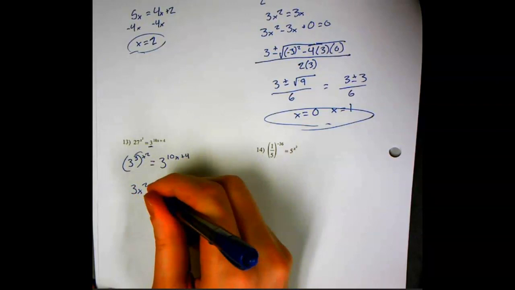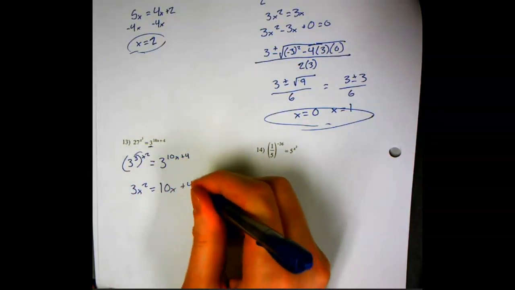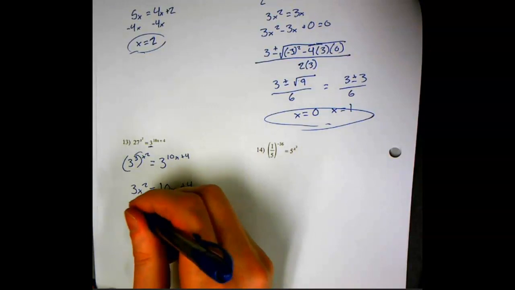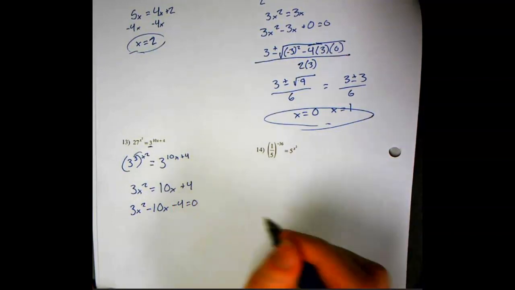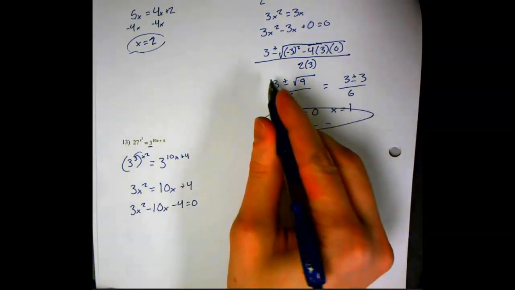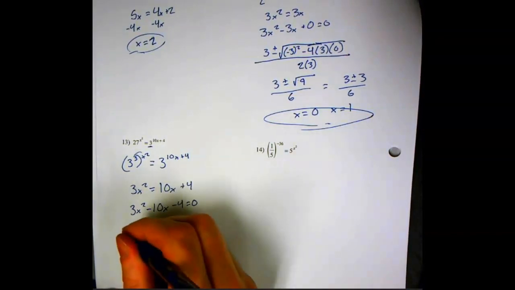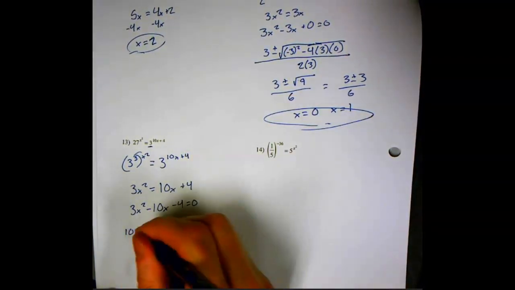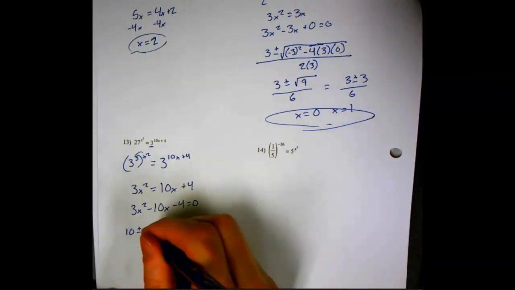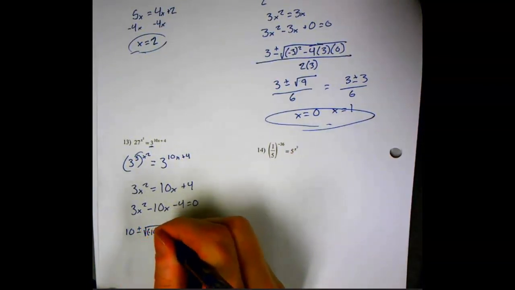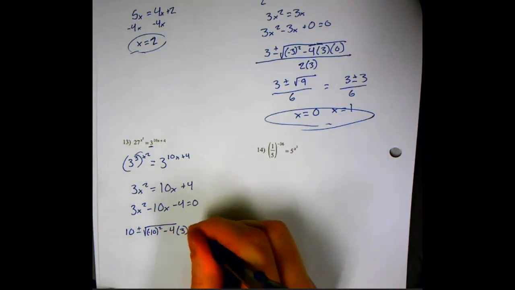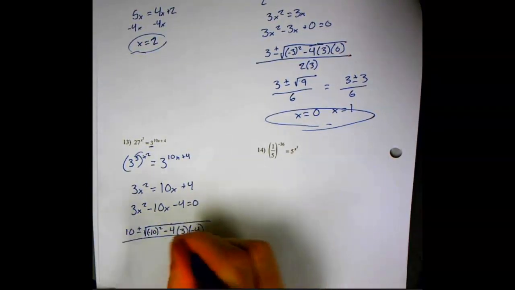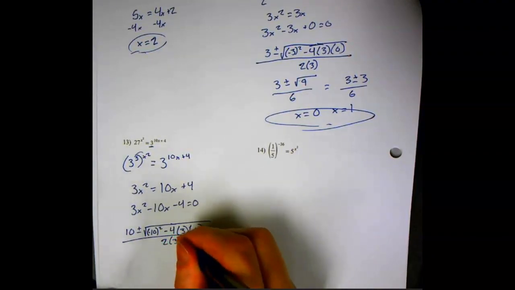We have 3x squared equals 10x plus 4. Bring everything to one side. 3x squared minus 10x plus 4 equals 0. And then use again that quadratic formula. 10 plus or minus the square root of negative 10 squared minus 4 times a, which is 3, times that negative 4, and then all over 2 times 3.